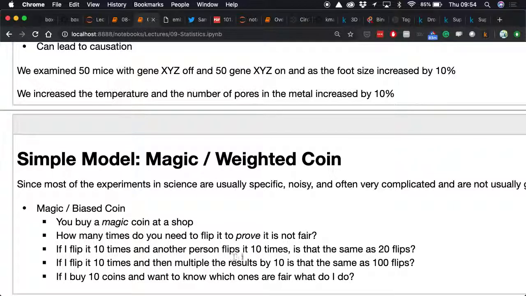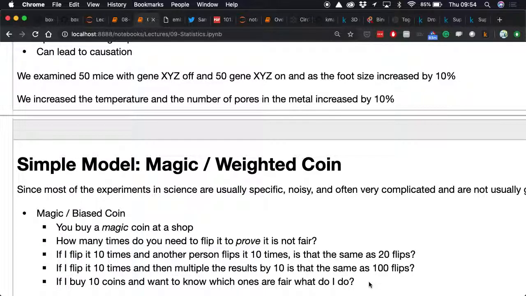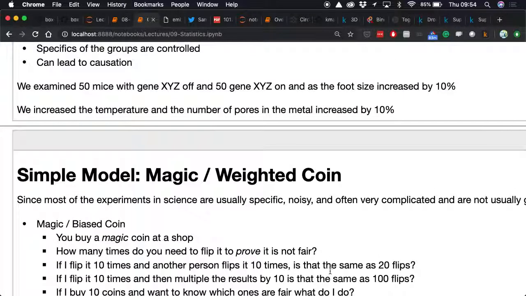If I flip it 10 times and then multiply the results by 10, is that the same as 100 flips? I mean, certainly you've seen people do this in chemistry experiments, where they do 3 measurements and then they just take the column in Excel and drag it all the way down to get what the rest of the measurements would have been. And your teacher told you not to do this for sure, but why? Yeah. Just a copy of your results. You do not generate extra data, you just copy or duplicate your data, so you don't get extra information. Right. So the problem is, yeah, you just copy it.